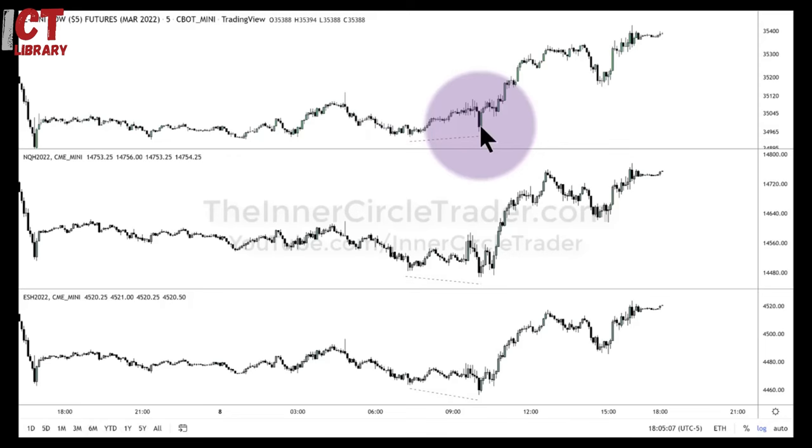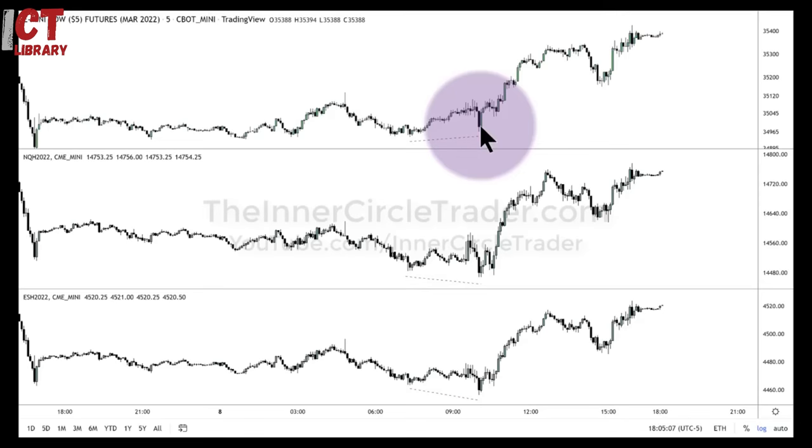Right when the NASDAQ and the S&P are trading below its old low. I get questioned all the time. ICT, how do you know it's going to be a fake break below an old low and rally higher, or a fake break above an old high and go lower? Which is what I dub a turtle soup.